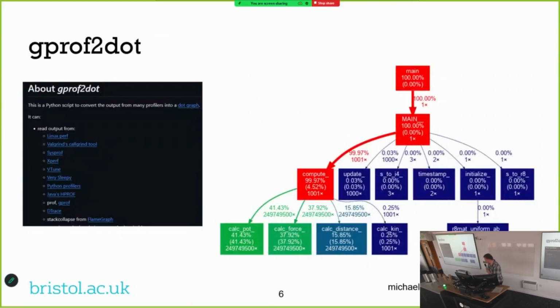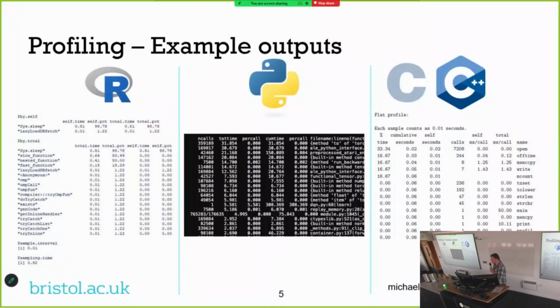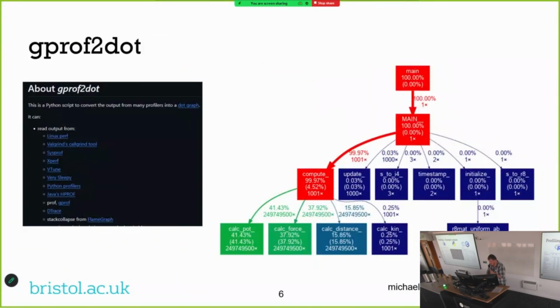Now, I don't know about you, this is unintelligible. I can understand this because I've been doing this for 10 years. I much prefer this. You can take almost all of those outputs and pass them into something called gprof2dot. It is because someone was incredibly fed up with not being able to read these things, and instead, you get a dot graph.